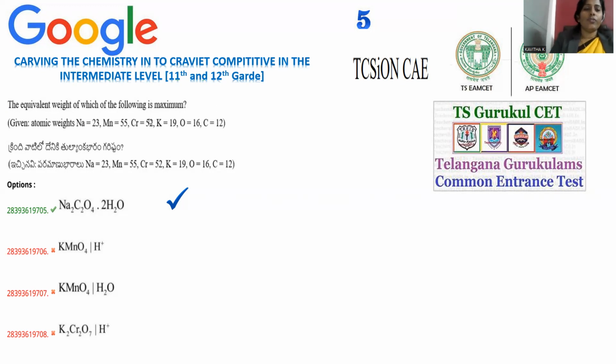In order to go for the simplification, they mentioned the atomic weights. Sodium atomic weight is given as 23, manganese 55, chromium 52, potassium 19, oxygen 16, carbon 12. So these are the atomic weights.